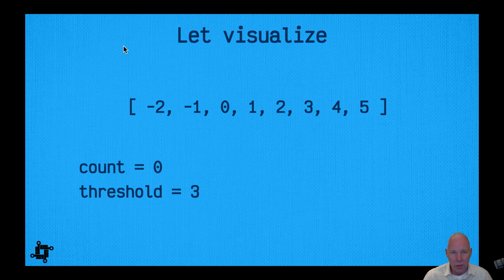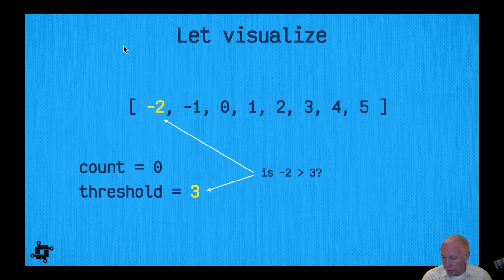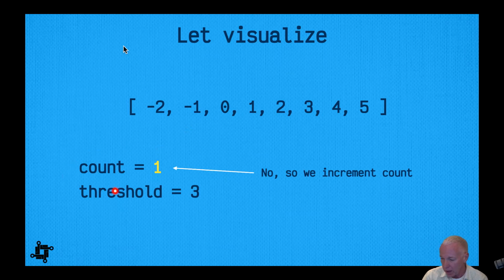So how would this look visually? So first off, we would go and compare. So we'd start with that first number, and we'd say, is negative 2 less than our threshold value of 3? And if it is, we're done. But if it isn't, then what we need to do is increment our count by 1. So now the count went from 0 to 1, and we need to do this whole operation again.